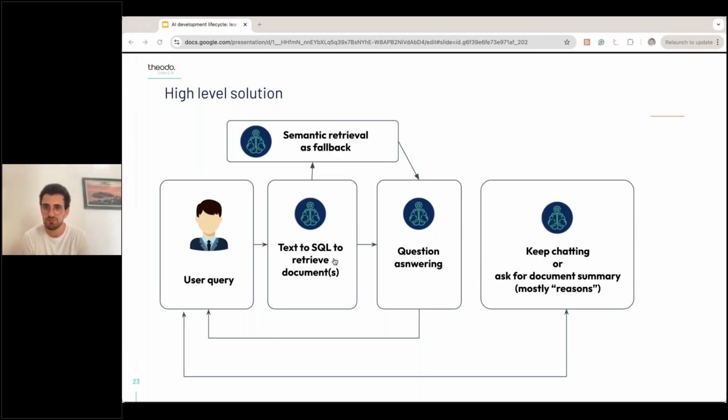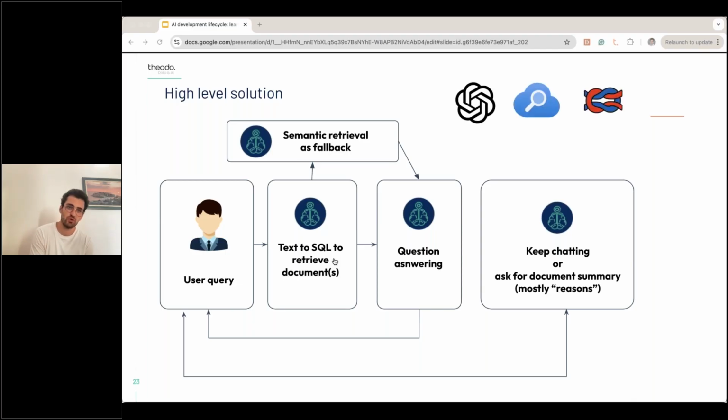When they ask for a summary, they mostly want to highlight the reasons for or against the legislation or recommendation of a drug. Since they have a very specific intent and expect a specific format, it goes to a specific pipeline. The AI tools we are using for this are mostly OpenAI, Azure AI Search for the retrieval, and Langfuse for monitoring.